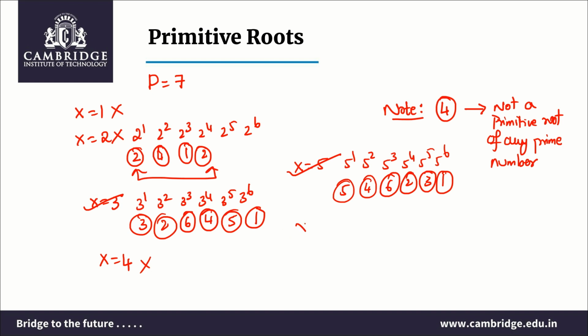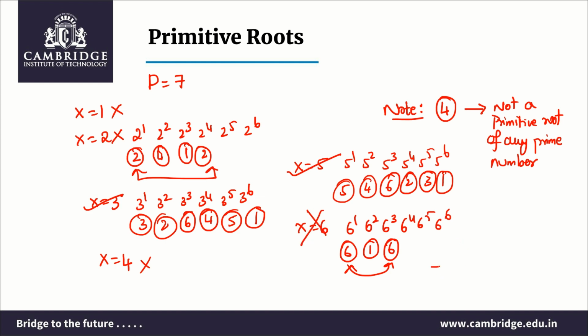Now calculate for x equal to 6. 6 power 1, 6 squared, 6 cubed, 6 power 4, 6 power 5, 6 power 6. 6 power 1 will be 6 only. 36 will be 1. 6 power 3 gives me 6. The number is getting repeated, so 6 is not a primitive root.